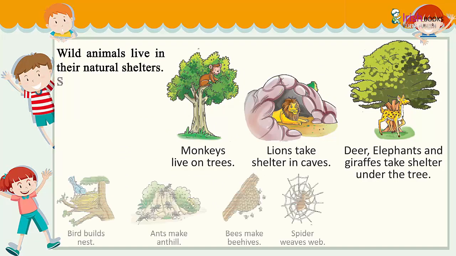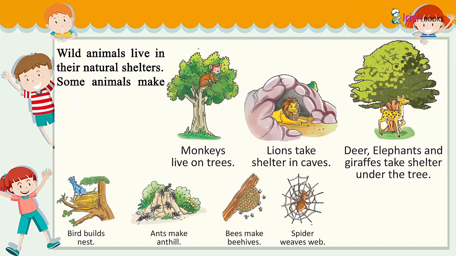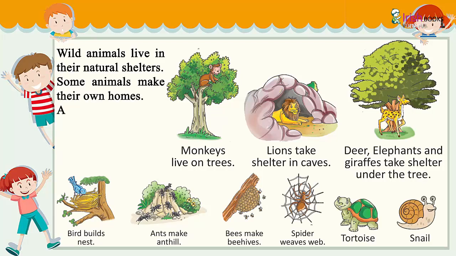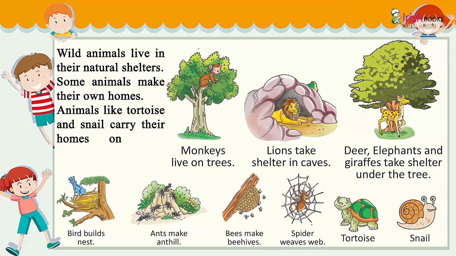Monkeys live on trees. Lions take shelter in caves. Deer, elephants, and giraffes take shelter under the tree. Some animals make their own homes. Birds build nests. Ants make anthills. Bees make beehives. Spiders weave webs.